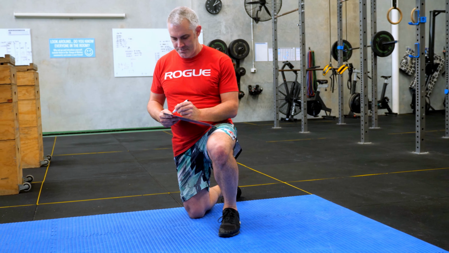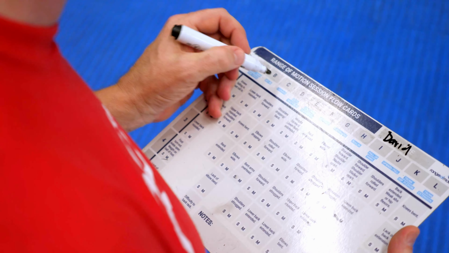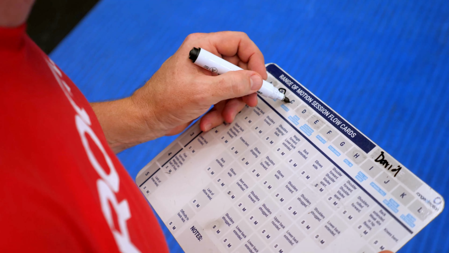You'll begin by grabbing your session flow card, and you'll notice that each column has a letter at the top, and these different letters represent the different positions and movements that we do here at Range of Motion. For example, column B is a setup position, F is pushing out, and column I is a pull-up or a hang. You'll circle each letter involved in your session.